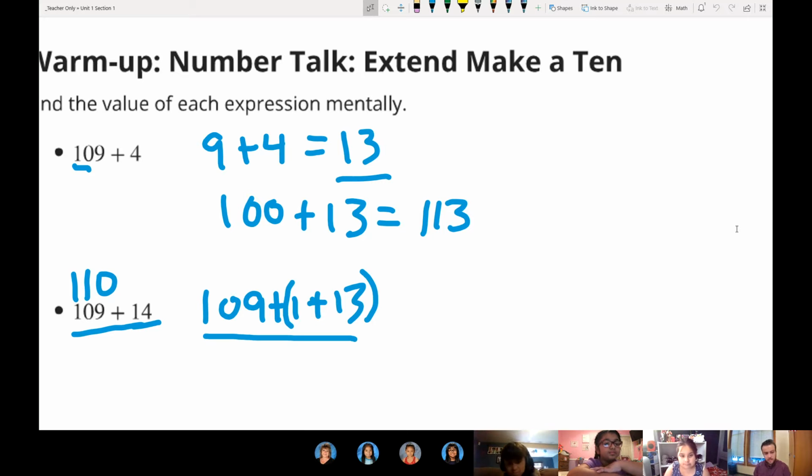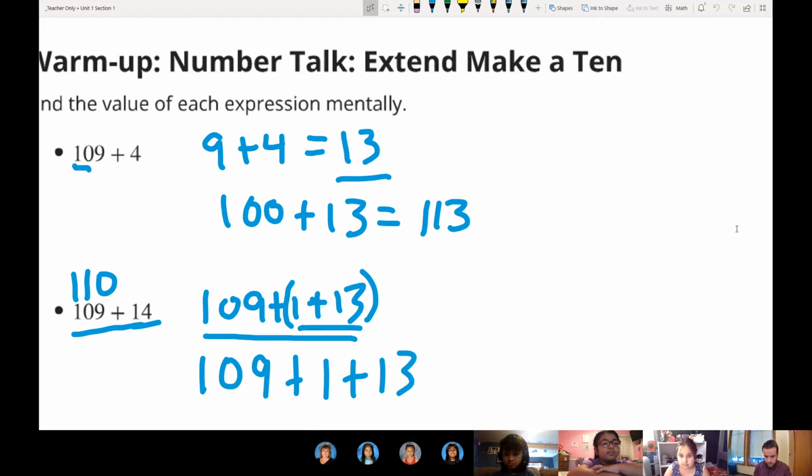Okay. So the nice thing about when we're adding these numbers in a straight line is that we can move that parentheses around. We can actually write it as 109 plus 1 plus 13, but instead of grouping the 1 and the 13 together, we'll group the 109 and the 1 together.